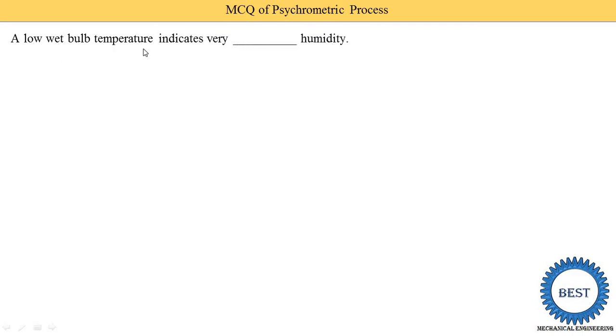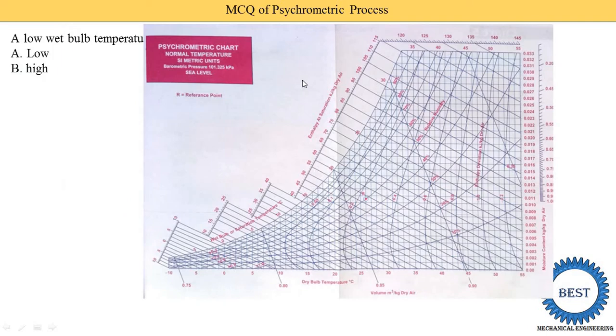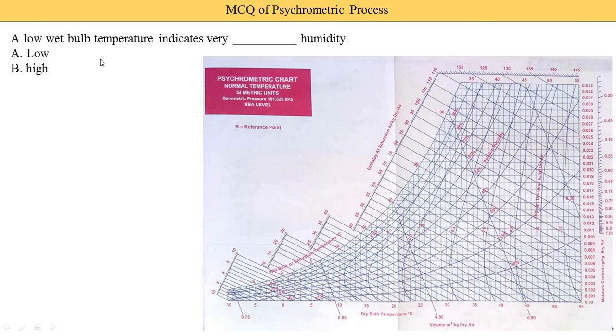Low wet bulb temperatures indicate very low, high, or same humidity. The answer given is low or high. Here I show you the psychrometric chart. What is the condition given? Low wet bulb temperatures. Here you see this is a low wet bulb temperature of 5. Suppose this temperature is 30. So low means here we come to the low wet bulb temperature of 5. At that time is the humidity low or high? By default the wet bulb temperature is lower and the humidity is lower, that is 0.05. When wet bulb temperature is increased, then humidity is increased. So what is our answer? Answer A, it is low.